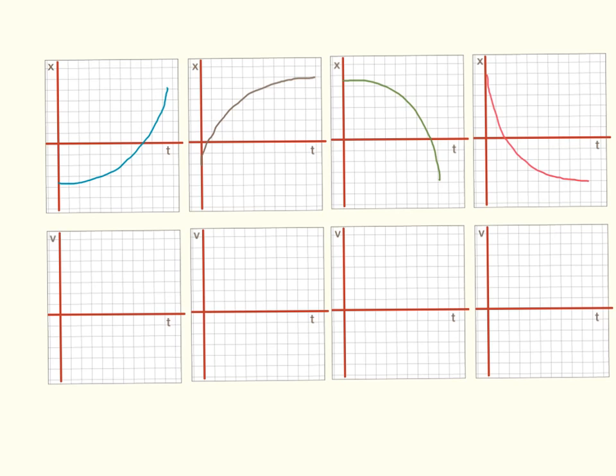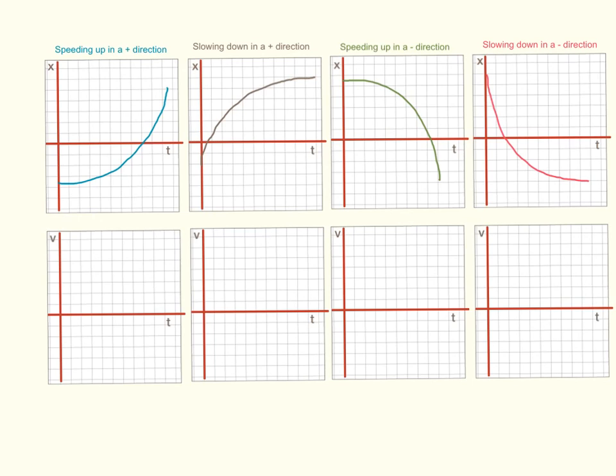I want you to look at these 4 position versus time graphs, and I want you to try and analyze what's happening if these were different objects. So go ahead and pause the video and try to identify what the object is doing over time. Alright, let's check out the answers to see if you understood the shape of each of these graphs. So we should have gotten the following descriptions.